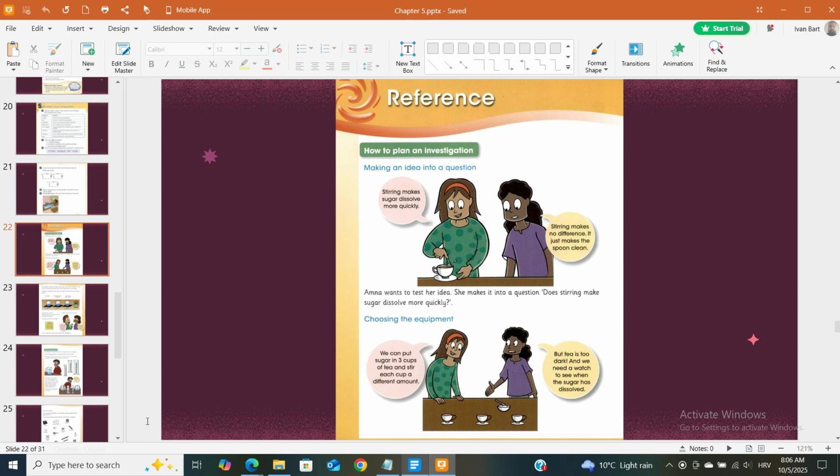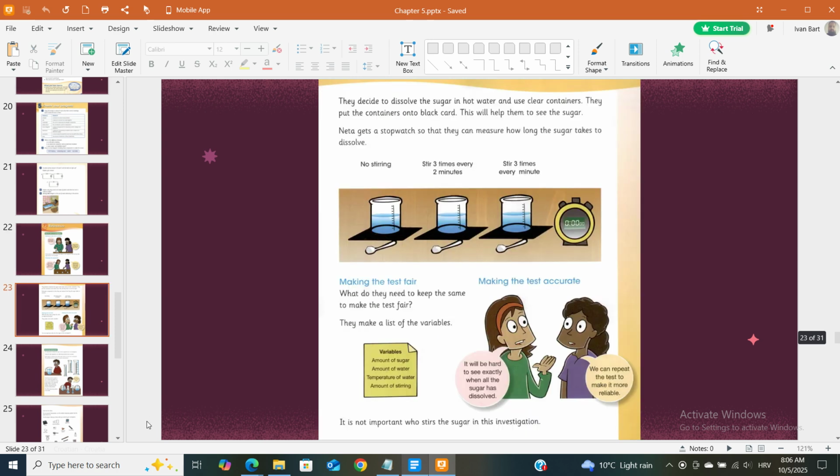Choosing the equipment. We can put sugar in 3 cups of tea and stir. Each cup a different amount. But tea is too dark. And we need a watch to see when the sugar has dissolved. They decide to dissolve the sugar in hot water and use clear containers. They put the containers onto black card. This will help him to see the sugar. Netta gets a stopwatch so that they can measure how long the sugar takes to dissolve.